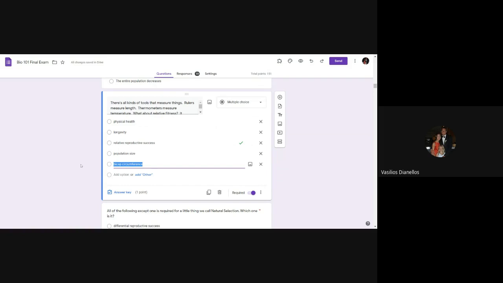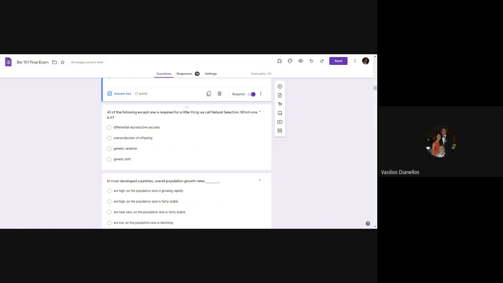Moving forward, all of the following except one is required for a little thing we call natural selection. So basically, you're looking at a list of things that are required for natural selection. All of them except one, right? One of these things is not required.